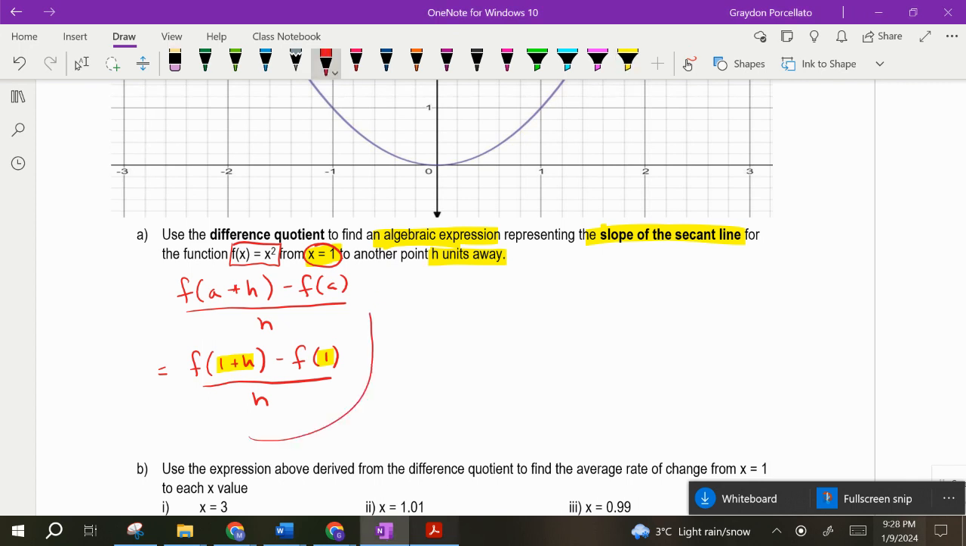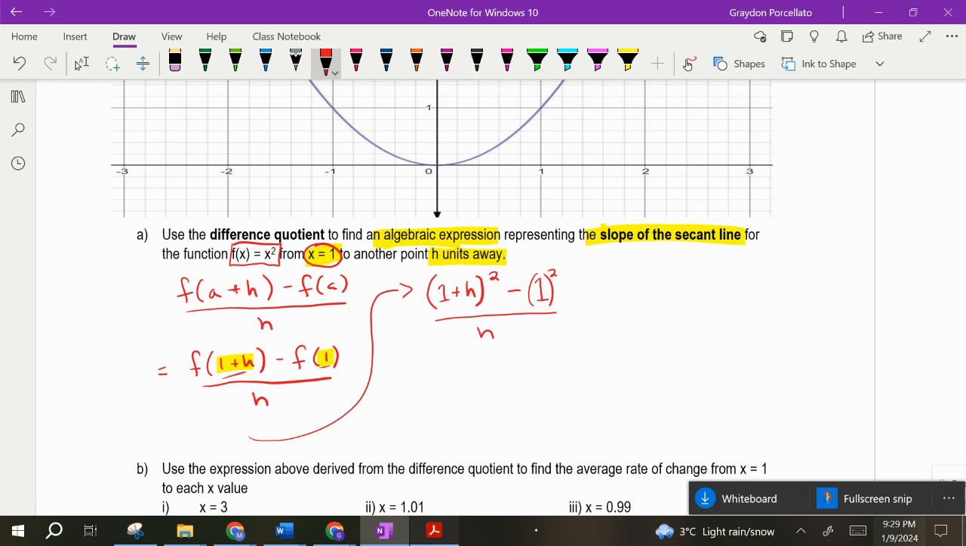So that looks like this. f of 1 plus h: subbing 1 plus h into x squared is 1 plus h squared. Subbing 1 into x squared, into my function, so we're subtracting it, is just 1 squared. So notice I sub each of the highlighted values into my function, all over h. We do not know what h is. We're going to simplify this now.